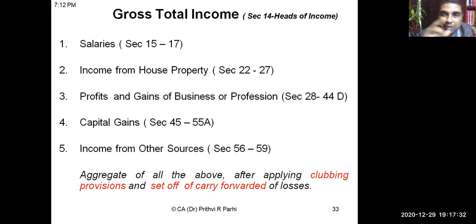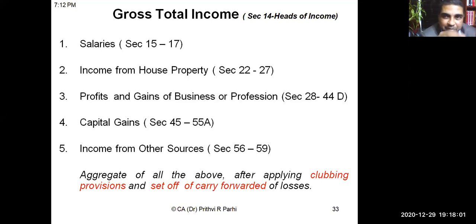So if clubbing provisions are to be applied, then after aggregating all this income, I have to apply clubbing provisions. That income also has to be added. This is one adjustment. What is the other adjustment? Set off of carried forward losses. If in earlier years there has been some loss and a return has been filed for that loss, and consequently the loss has been carried forward.